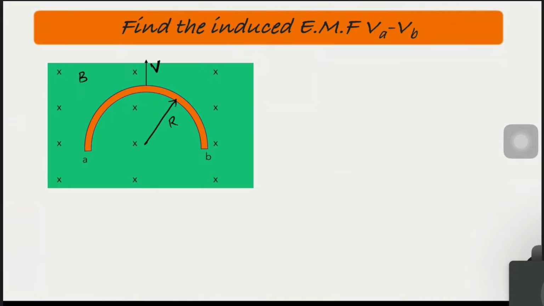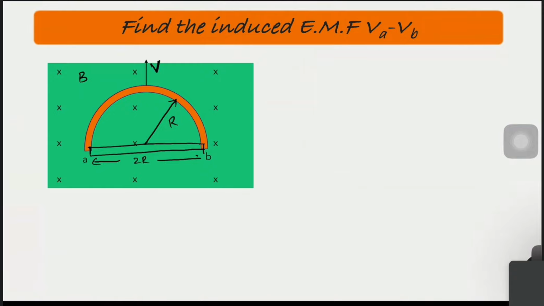Everyone solve it and give the answer. Be active. It'll be VBR, right? No, effectively, if you are connecting a rod between the edges A and B, the length of it will become 2R.